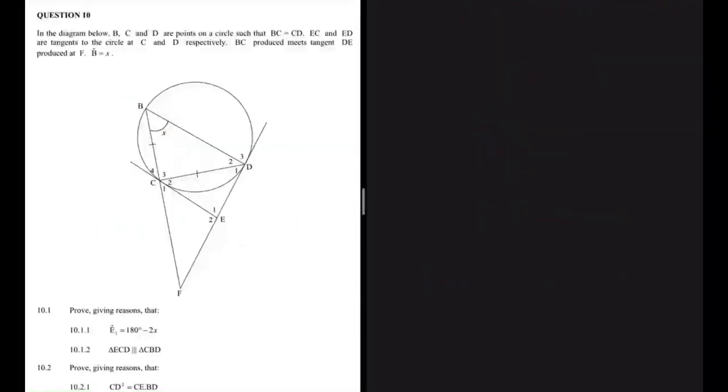When we did questions 8 and 9, we realized that you can answer all the questions using only the keywords in the statement. So we're going to try and apply the same idea to this question. It says that in the diagram below, B, C, D are points on a circle such that BC is equal to CD, and EC and ED are tangents, right? So tangent is a keyword because we have a theorem that talks about tangent, the tan chord theorem. So I'm going to write that down.